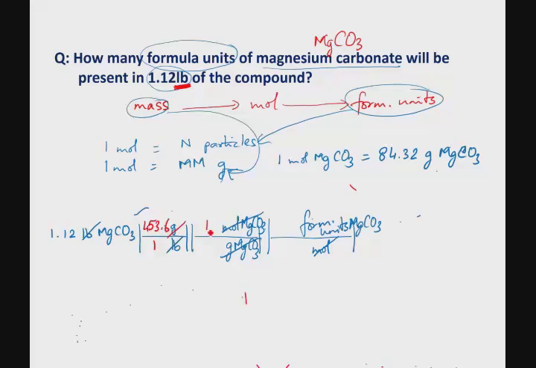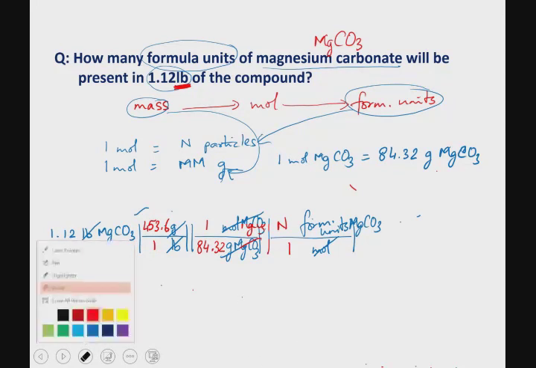1 mole of magnesium carbonate equals 84.32 grams as you calculated, and then 1 mole of any and every substance contains Avogadro's number of particles of that substance. In other words, in this case, that would be the formula units of magnesium carbonate.